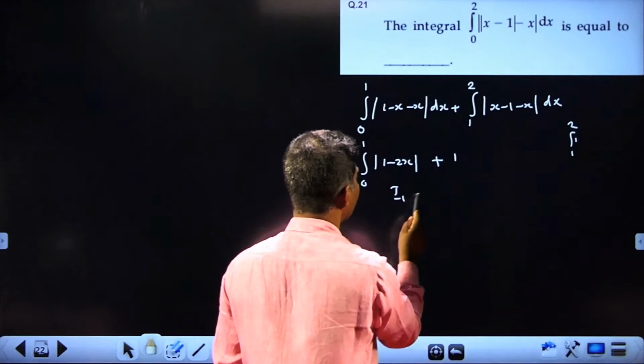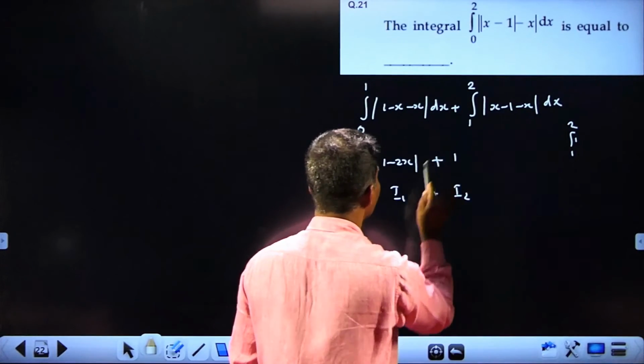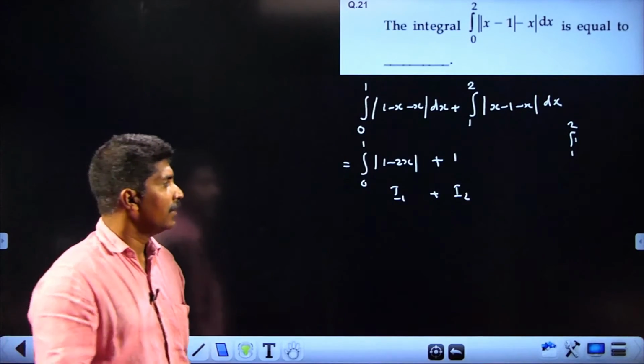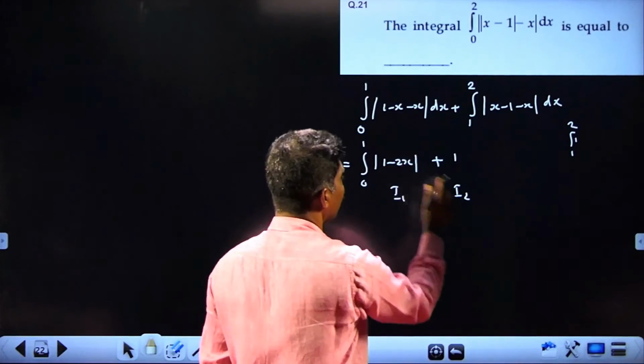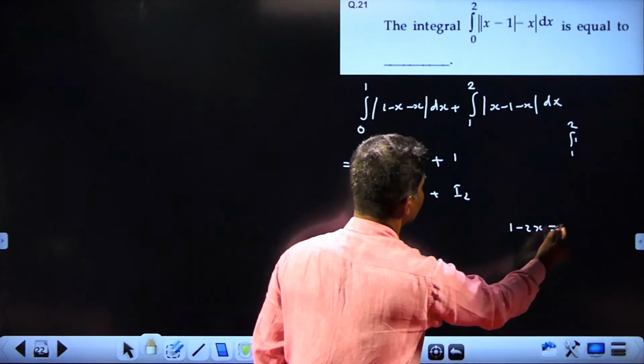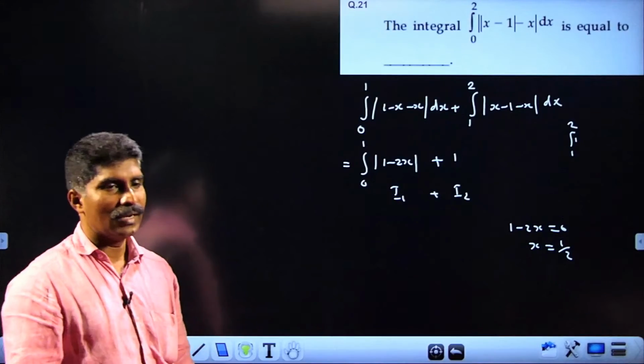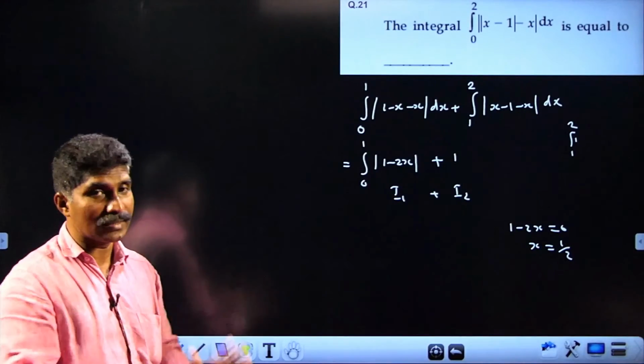So this is I1 plus I2, I2 is nothing but 1. Now we will again write I1. In I1 you can see that 1 minus 2x is equal to 0, therefore x is equal to 1 by 2. You will again split at the left side and right side of 0 inside the modulus.